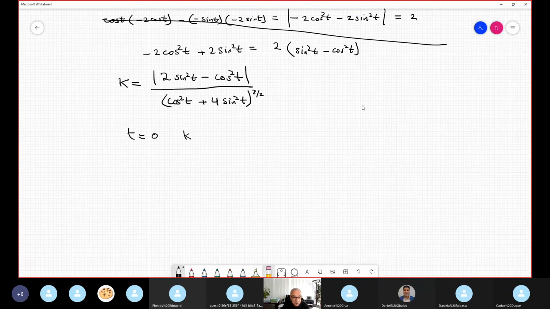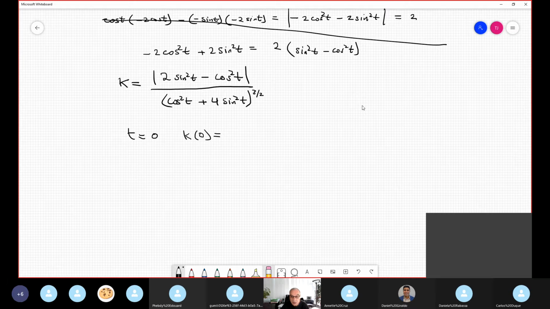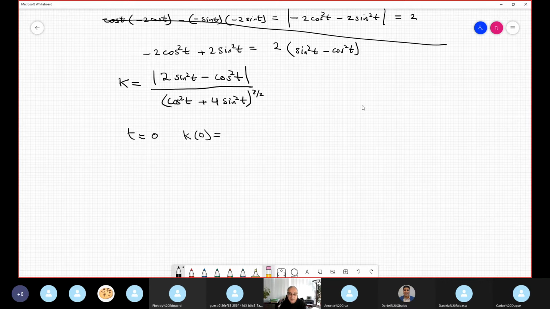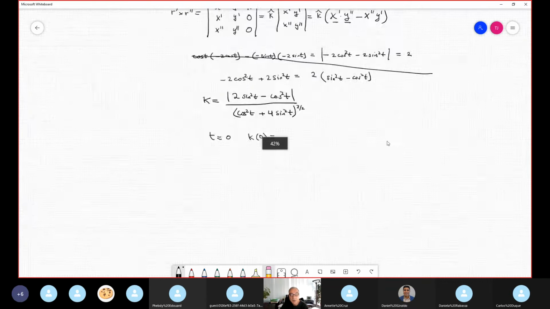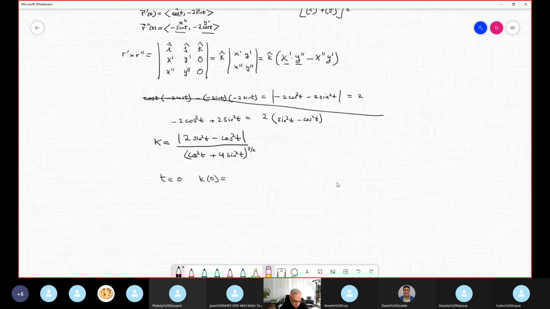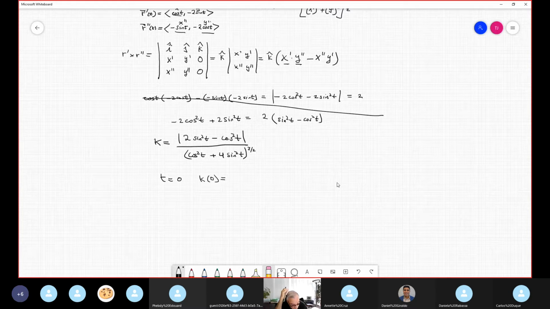So curvature at 0. Well, you evaluate, sine 0 is 0, cosine is 1, and this is okay. Curvature is equal. I got lost here when you remove everything. Wow. I don't know. I make a mistake in one part, but I don't see it now.